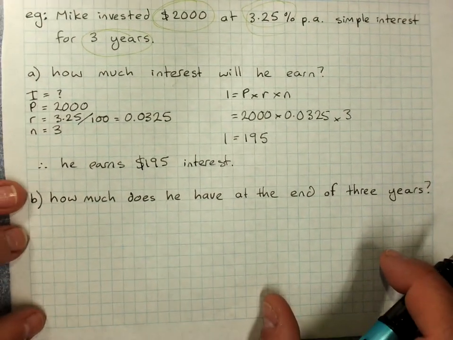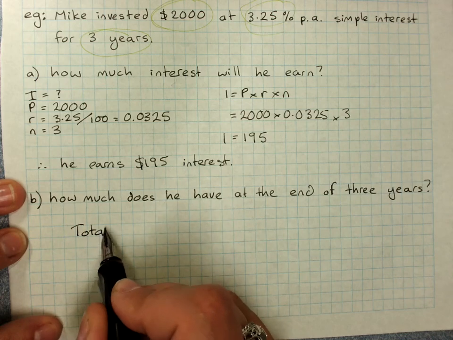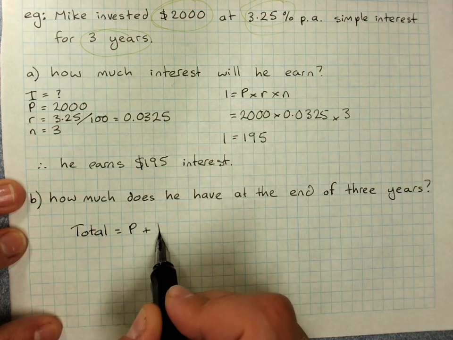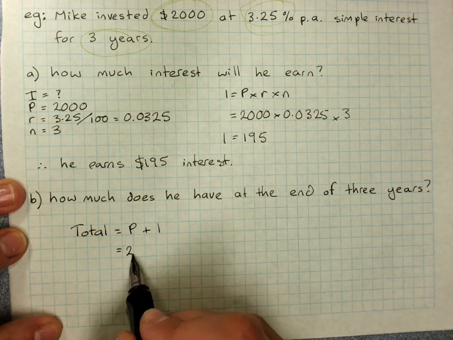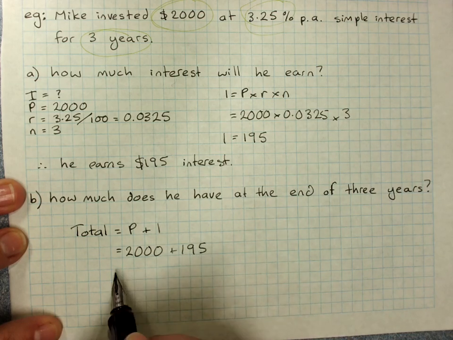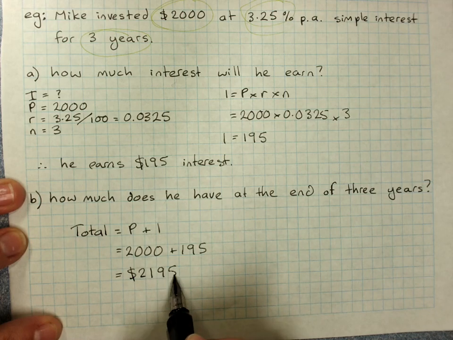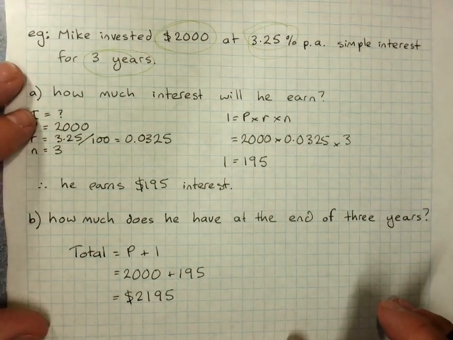How much does he have at the end of 3 years? The total is the principal plus the interest. So his principal was 2,000 plus interest of 195, he's got $2,195 at the end of 3 years.